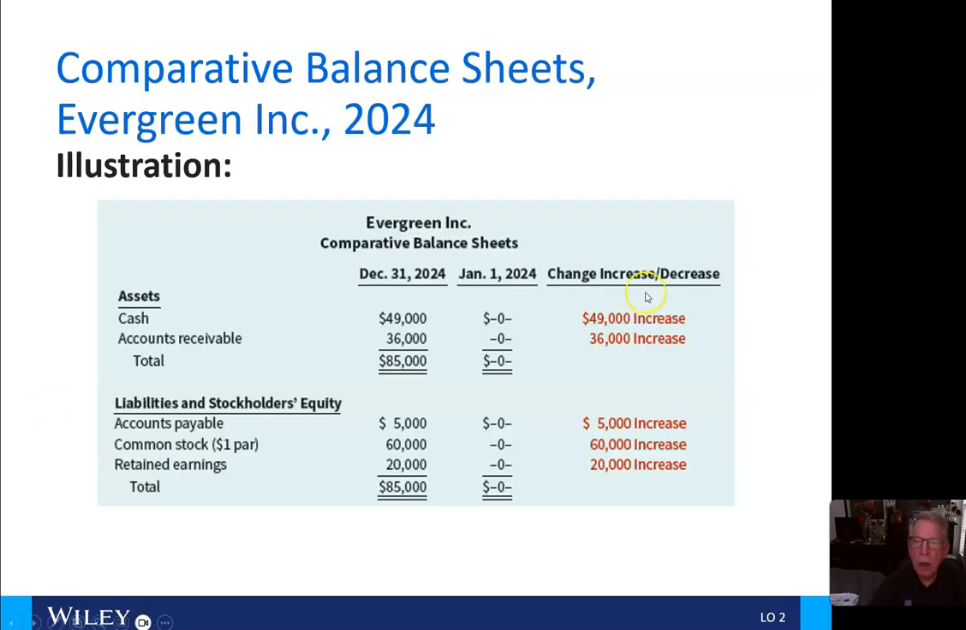So here is their comparative balance sheets. And of course, we started at the beginning of 2024, so there was no balances at that time. And here are the balances that currently exist at the end of the year. So it shows our increases in all cases.